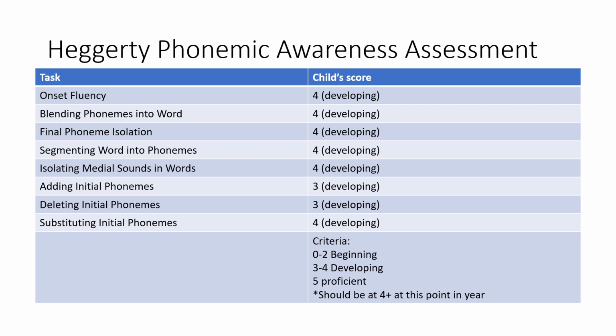So if we briefly glance at this, he's got mostly 4s, and then we look at those 3s, so adding initial phonemes, deleting phonemes. Okay, so he's at a 3, still developing, not a significant concern. So this is that published curriculum-based assessment tool that we've dug into, and it's overall showing us that he has some pretty strong phonemic awareness skills despite some speech sound errors. So that's good information to have and view within the broader context of this assessment.